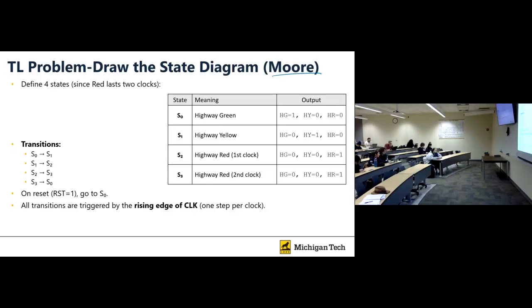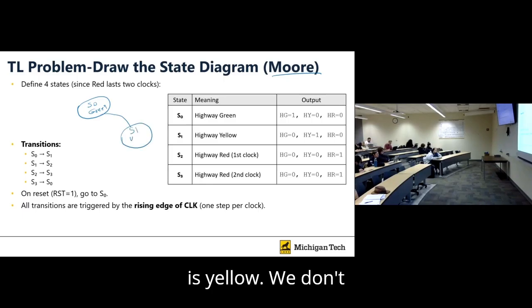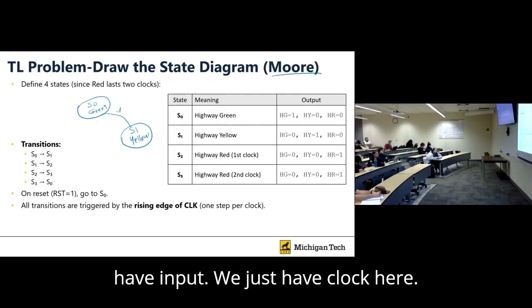State 0 is when green is on. State 1 is yellow. We don't have input, we just have the clock here.